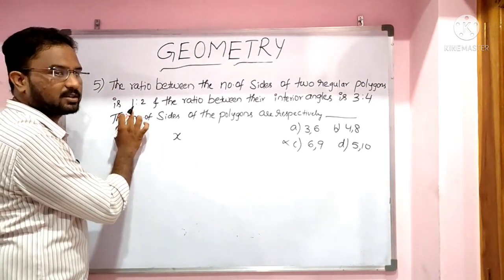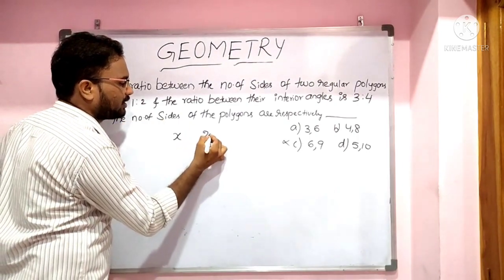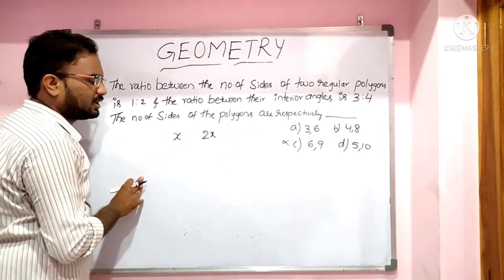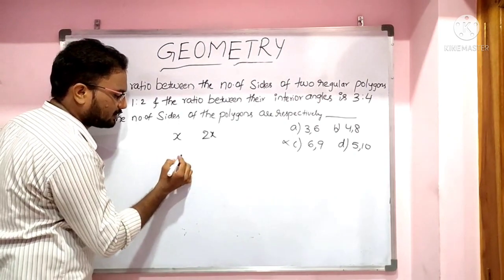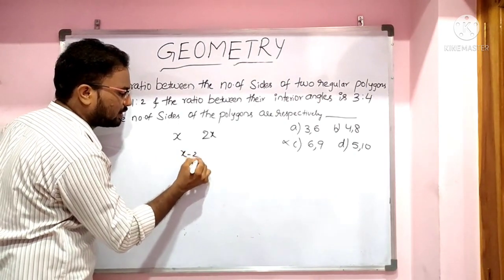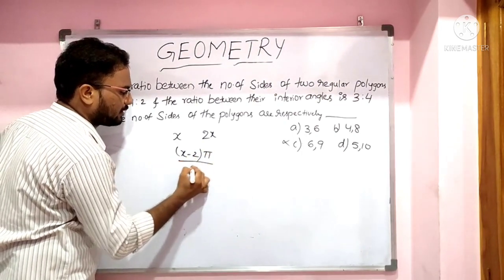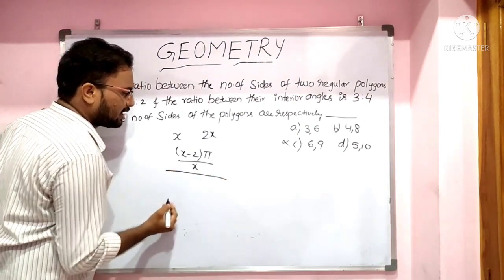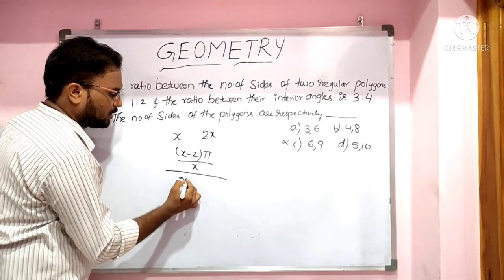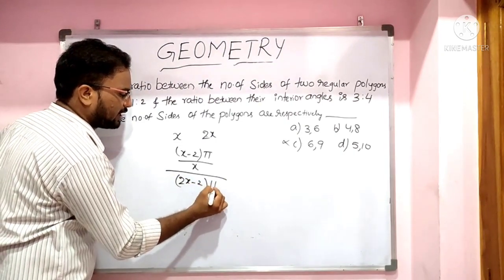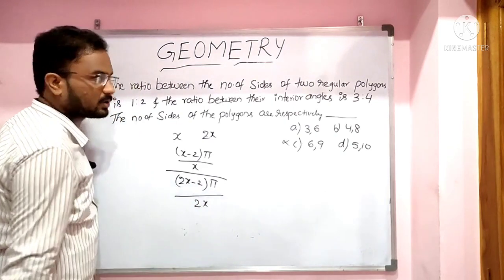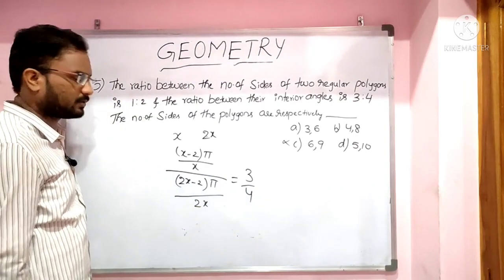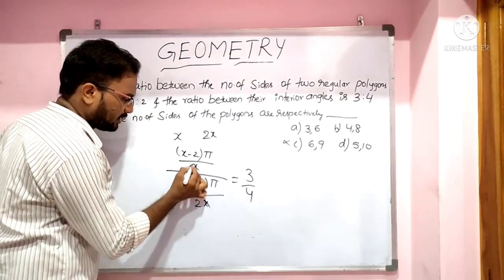Here, if the number of sides of the first polygon is x, then the number of sides of the second polygon will be 2x. Then for the ratio between interior angles, each interior angle is n minus 2 into pi by n. So each interior angle is x minus 2 into pi by x, and each interior angle of the other polygon is 2x minus 2 into pi by 2x. That equals 3 by 4.